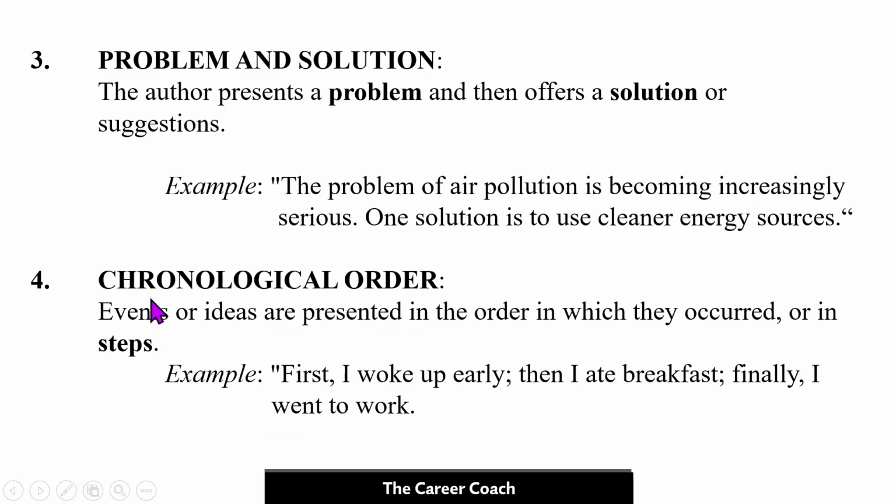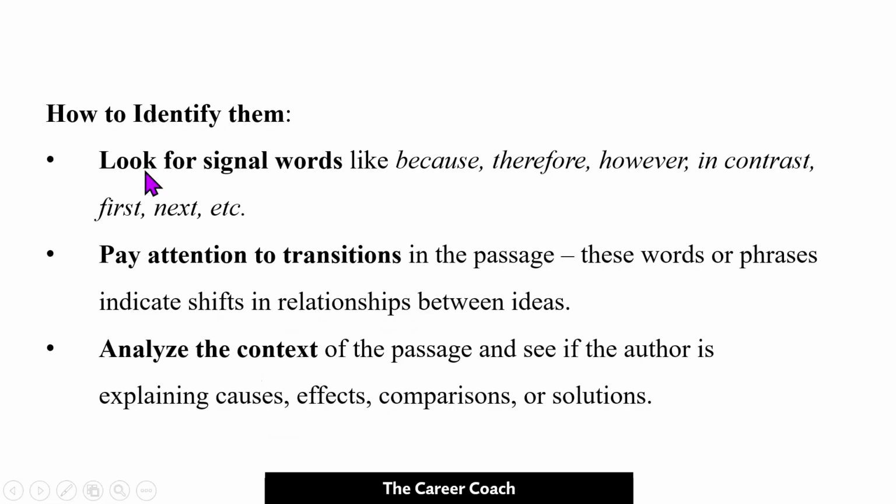4. An author may decide to use chronological order in a passage. Here, events or ideas are presented in the order in which they occurred or in steps. For example, first, I woke up early. Then I ate breakfast. Finally, I went to work. So in chronological order, the author makes his sentence.